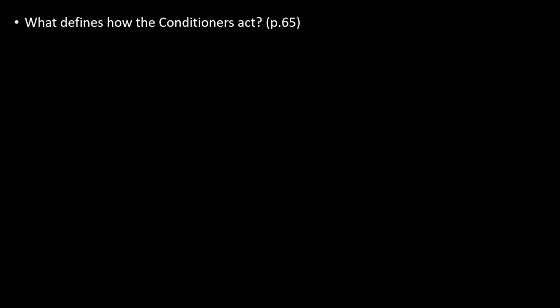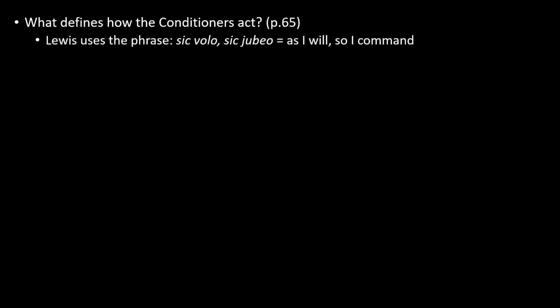And so what defines how the conditioners act? So Lewis says the phrase, sic volo, sic jubeo. As I will, so I command, is what it means in Latin. And so he's saying that the conditioners decide what should and should not be done based on their desires. So the conditioners say, well, I command what I will to be good. I command what I will to be bad. And so that's this idea of this power that they have.